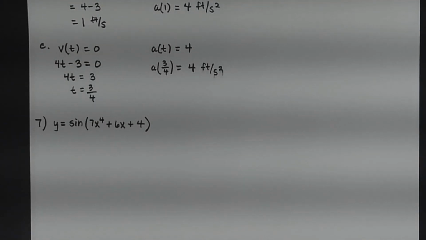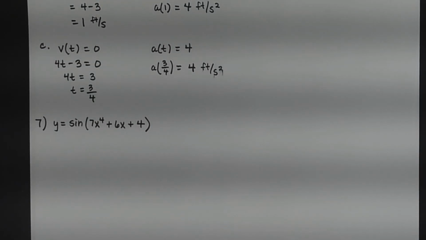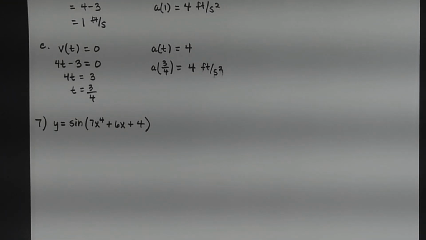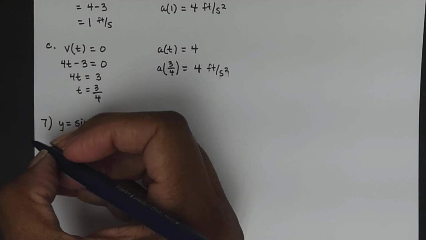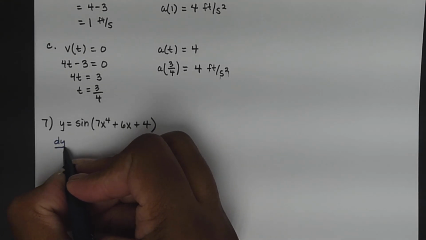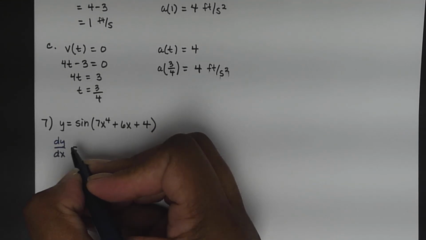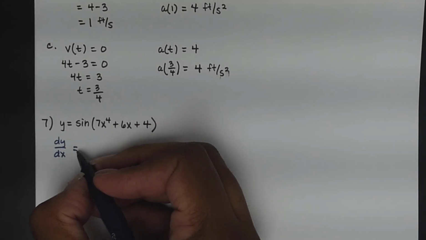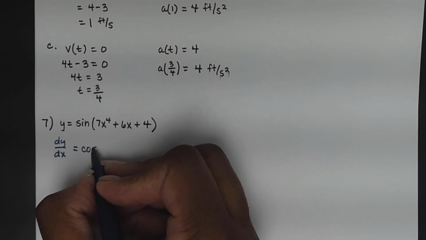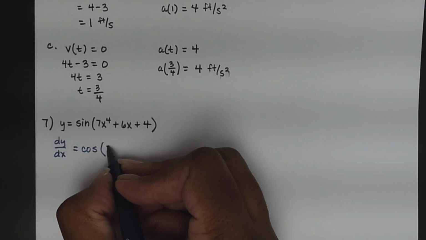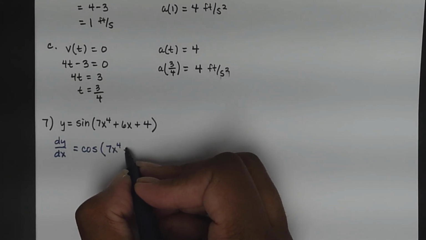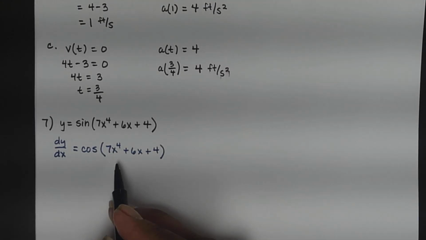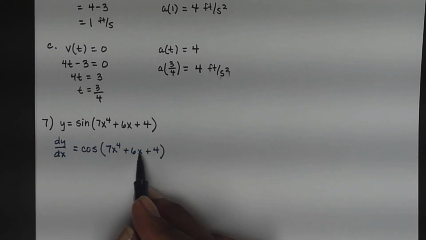All right, so in this case here, we want to find out what dy/dx will be. So dy/dx, the derivative of the sine, is going to be the cosine of that argument, 7x to the fourth plus 6x plus 4, or I should say the angle, and that's going to be multiplied by what's inside using the chain rule.